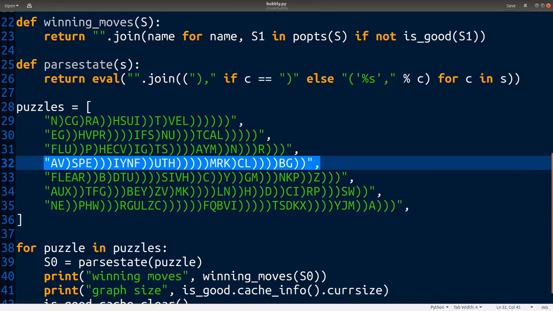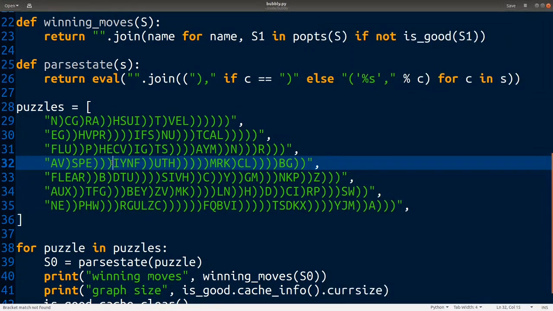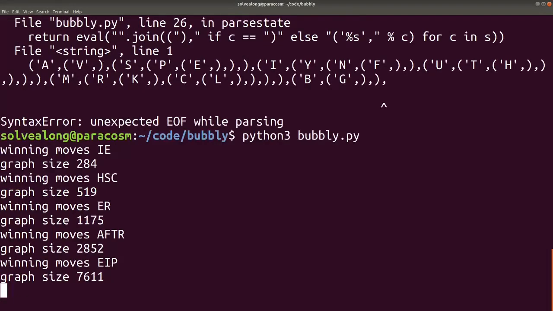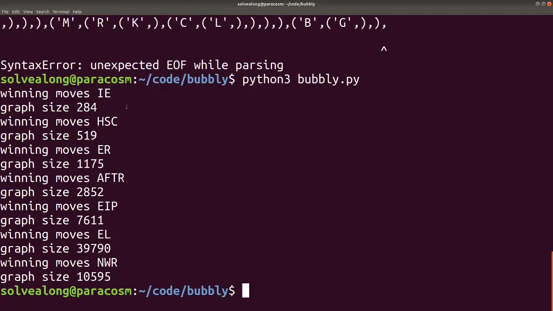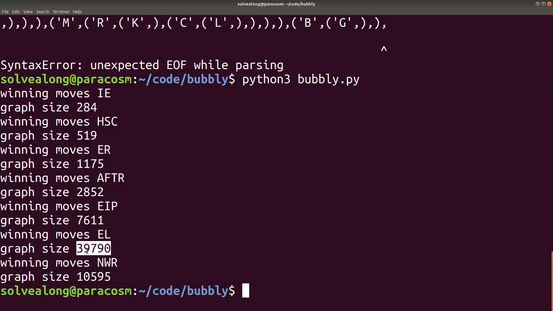Let's take another look at this one. Oh, okay, here we go. Let's try that again. Okay. Cool. So these all look reasonable. I don't know if they're exactly right. As you can see, the cache size gets up to about 40,000 here. So definitely something you'd want to use a computer program for.